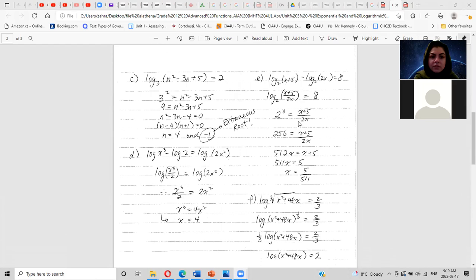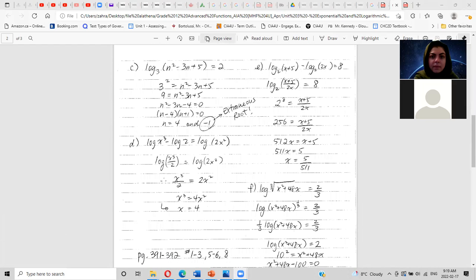So here is another question. Log base 3 of (n squared minus 3n plus 5) is equal to 2. So what you do, turn it into the exponent. Here is 3 to the power of 2 is equal to n squared minus 3n plus 5. So 3 to the power of 2 is 9. So bring everything to one side. I bring 9 to the other side, so it becomes negative 9. 5 minus 9 is negative 4.